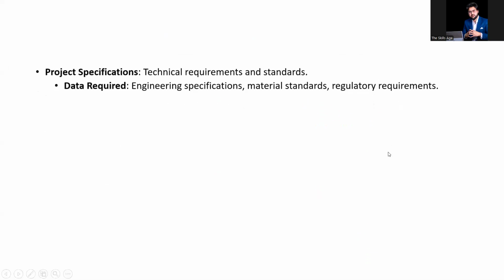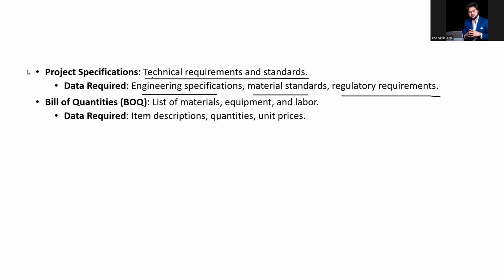So the project specification over here: see, there is a technical requirement and standards. I have shown you all of these: technical requirements, standards, engineering specifications, material standards, regulatory requirements. Then the bill of quantities, a list of materials, equipment, and labor. The bill of quantities is an Excel report extracted from the design, showing how much material is needed. This is the measurement and quantification of different materials, steel, cement, and so on, extracted as the MTO, material takeoff, from the design.